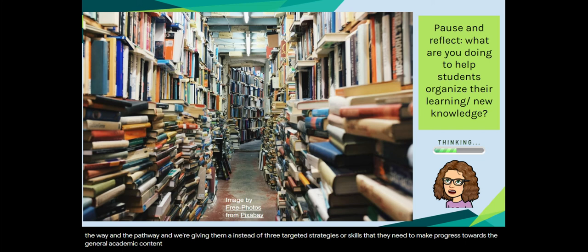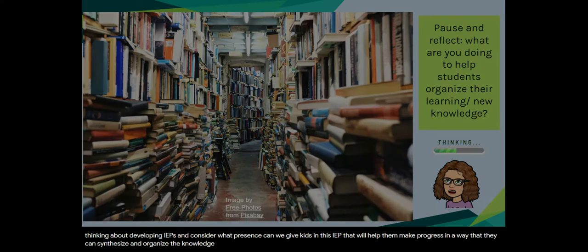So I would encourage us to keep this visual in mind when we're thinking about developing IEPs and consider what presence can we give kids in this IEP that will help them make progress in a way that they can synthesize and organize the knowledge through those skills and strategies to make progress over time.